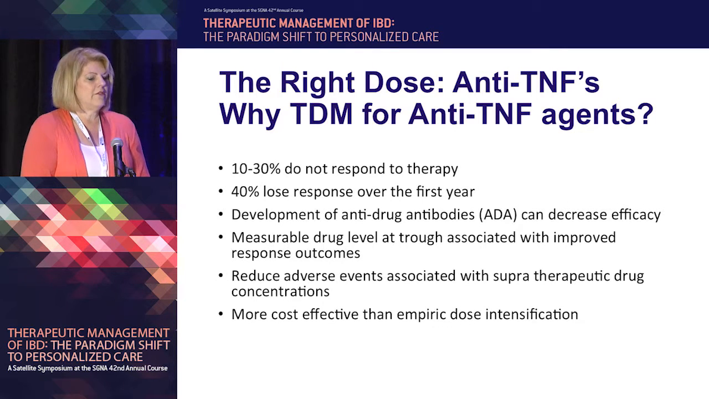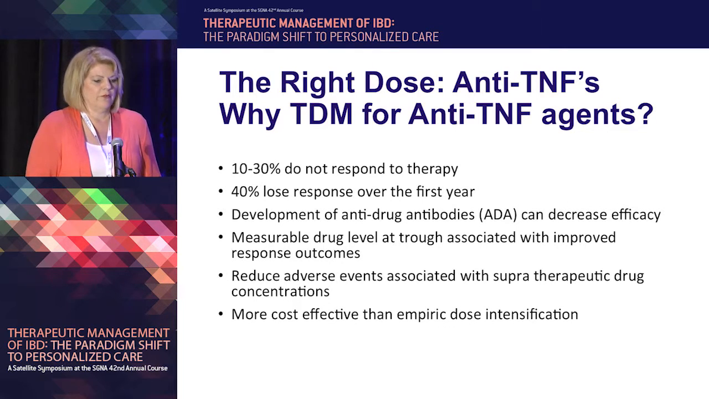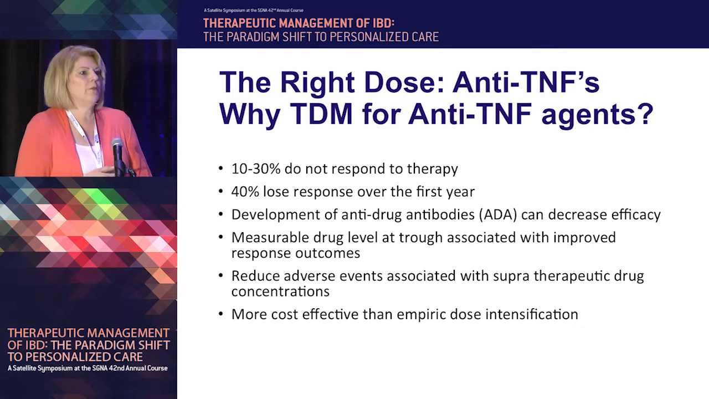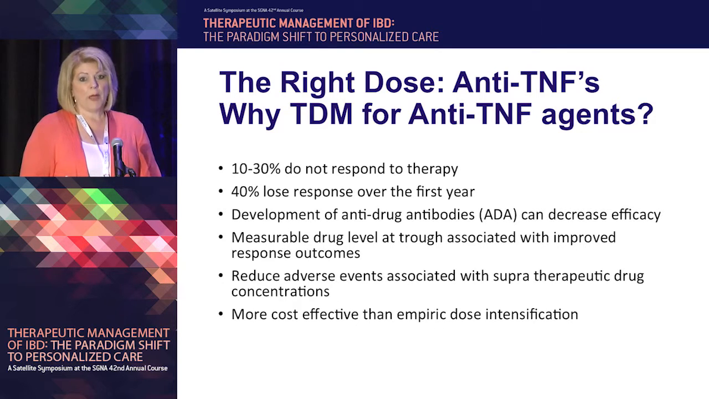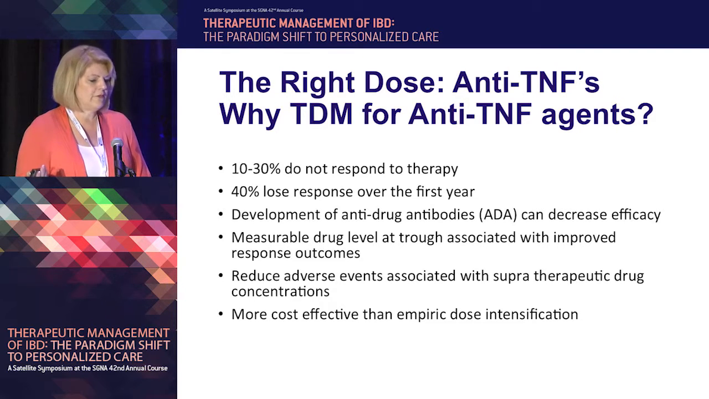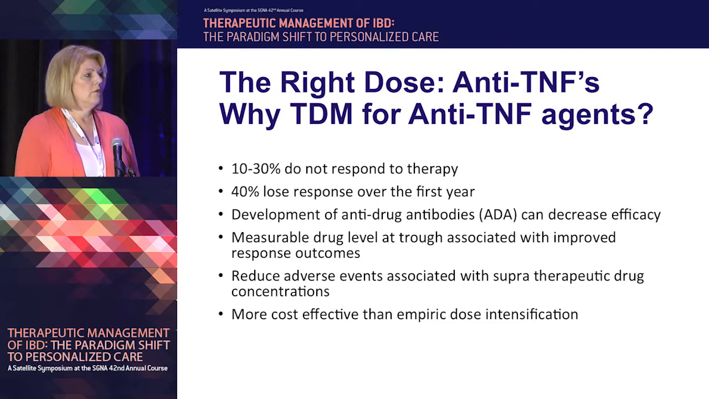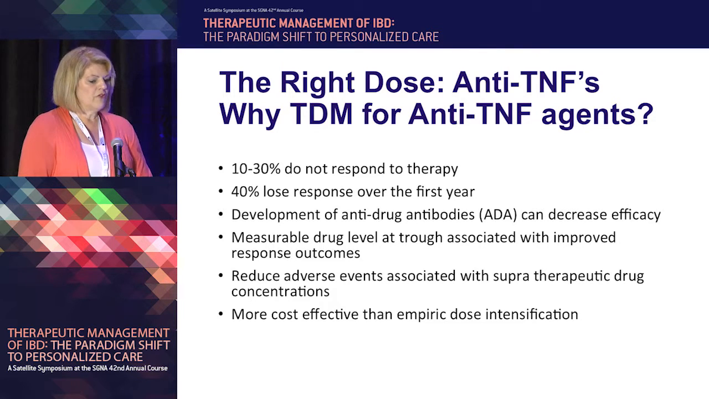So the right dose for the anti-TNFs. Why is this important? Because 10 to 30% do not even respond to the therapy. 40% lose response over time. And we also know that they can develop drug antibodies, which decrease its effectiveness. And measurable drug levels at trough are associated with an improved response rate. So we've got to be sure that we've got good trough levels.